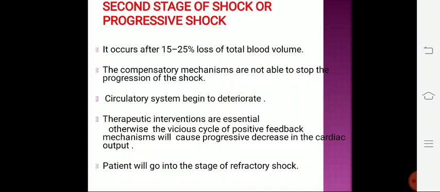So, therapeutic intervention is essential. Otherwise, this type of positive feedback mechanism will cause a progressive decrease in the cardiac output, and the patient will go into the stage of refractory shock. Positive feedback cycles responsible for continuous progression of the shock, if not interrupted by therapeutic intervention, lead into the refractory stage.